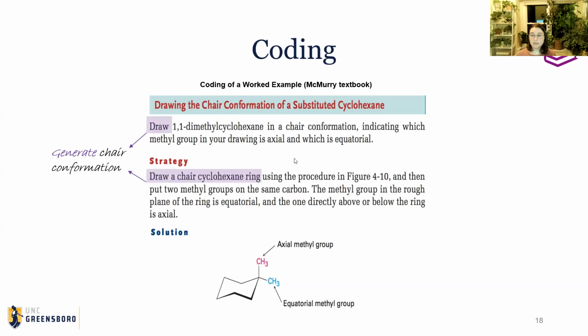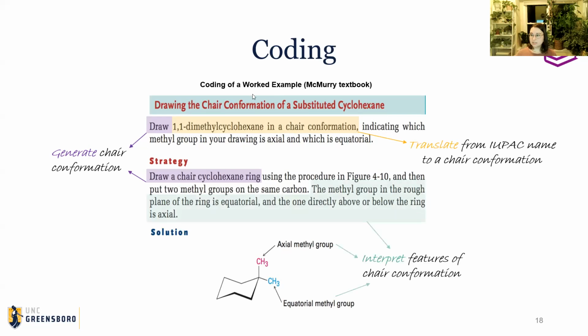And so in coding this work example, we coded this as generate chair conformation, because obviously the task is asking students to practice drawing a chair conformation. And as they're drawing the chair conformation, they're also practicing translating from this IUPAC formula to the chair conformation. And finally, in this work example, they're also supporting students in interpreting the chair conformation, because they're providing additional information about how to interpret this representation.